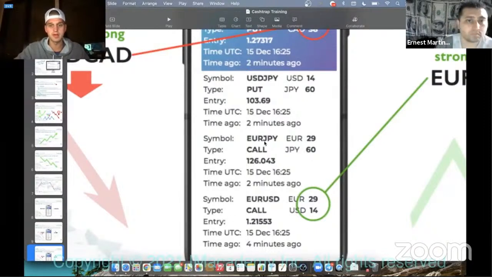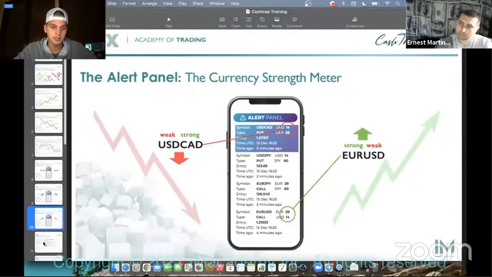But if we use this as an example, Euro JPY is giving us a call, telling us price is going to go up. But if we look at the currency strength meter, the euro is actually weaker, so the yen is stronger than the euro. The meter is telling us this is actually going to go down. So these are going against each other, so we would X that out. We would not take that trade.